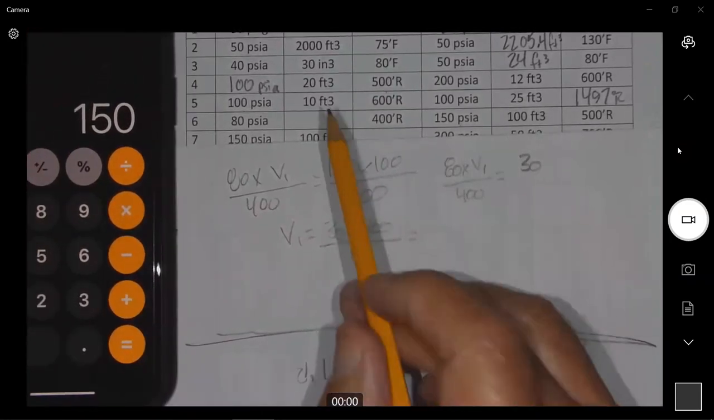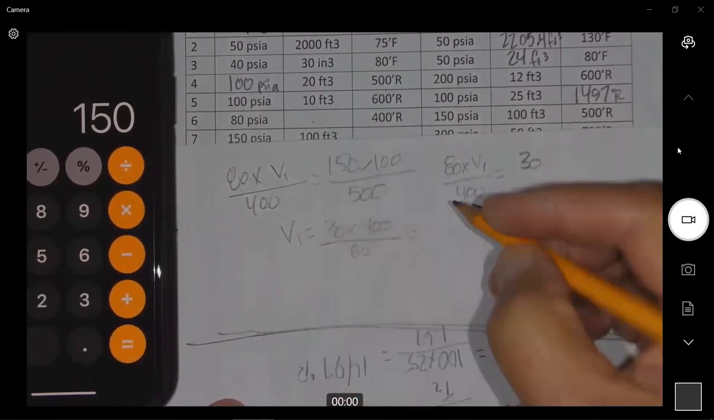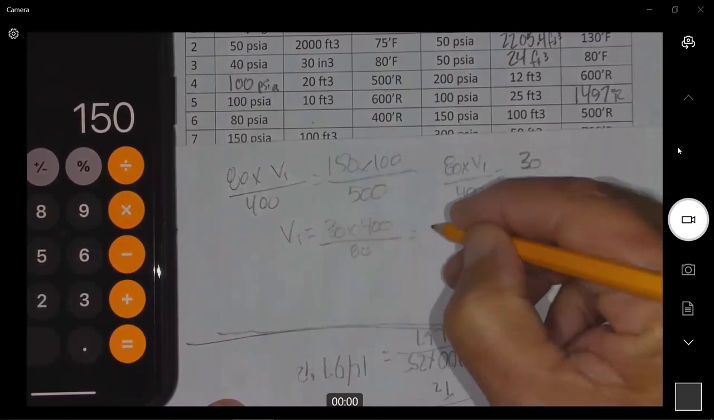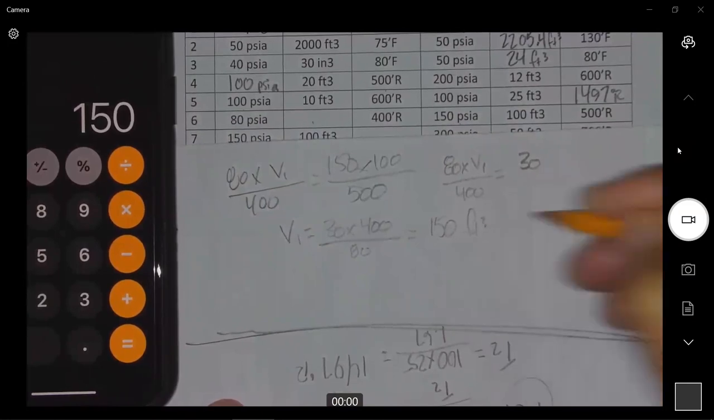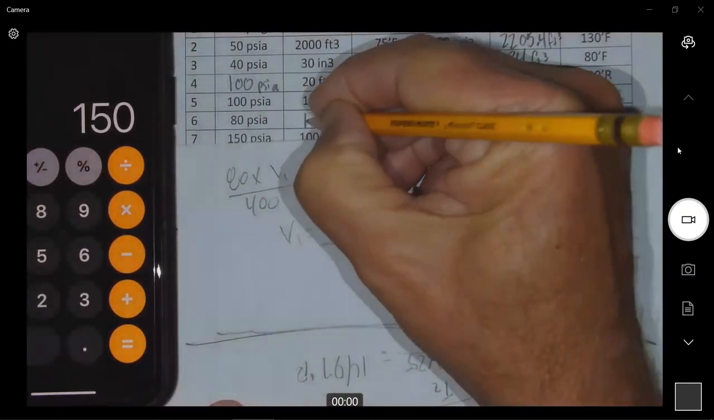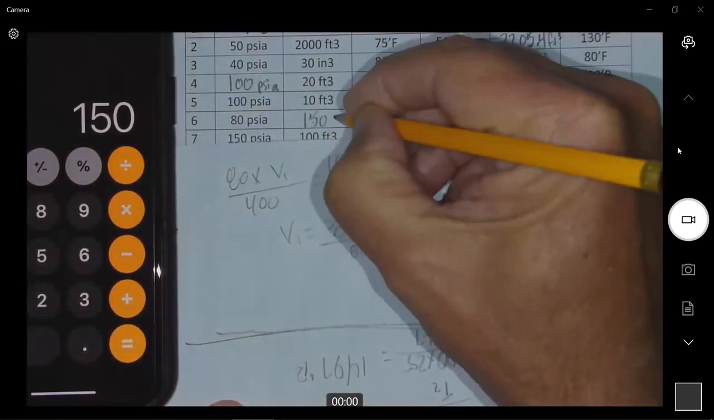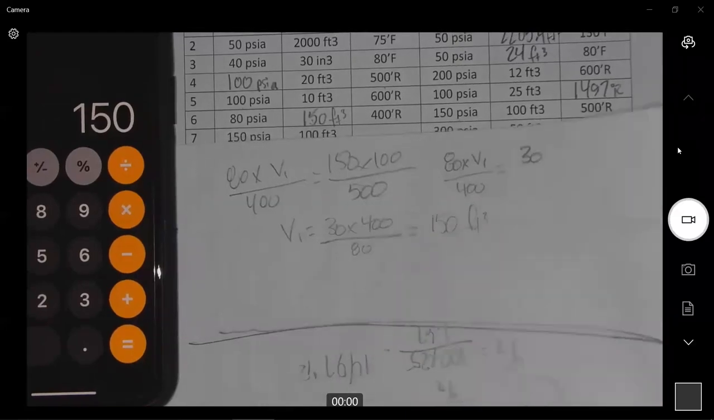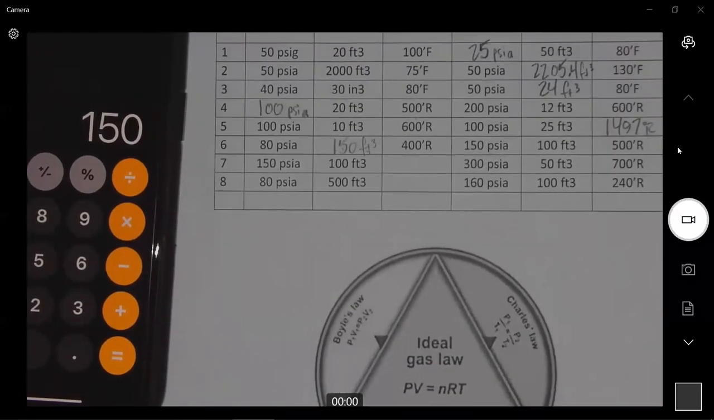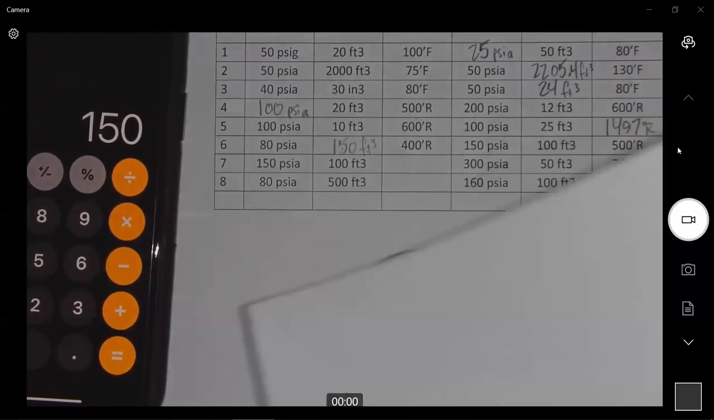150. So V1 equals 150 cubic feet. And worksheet.